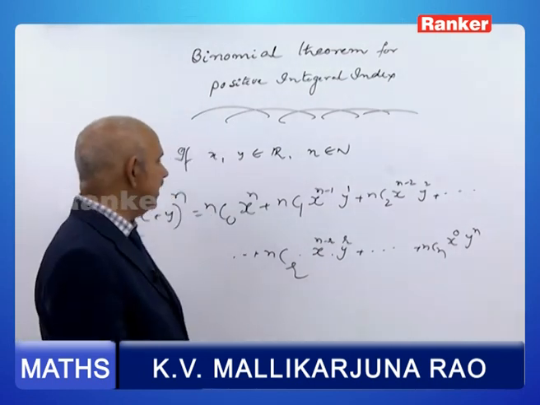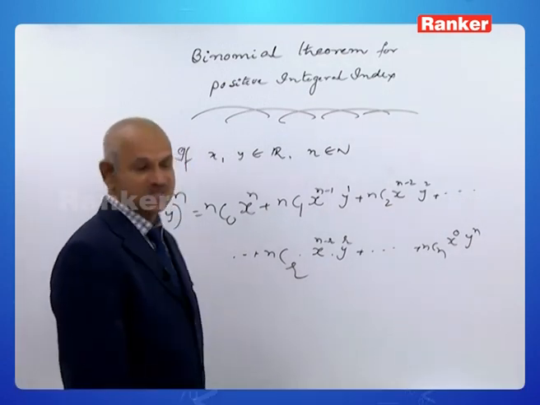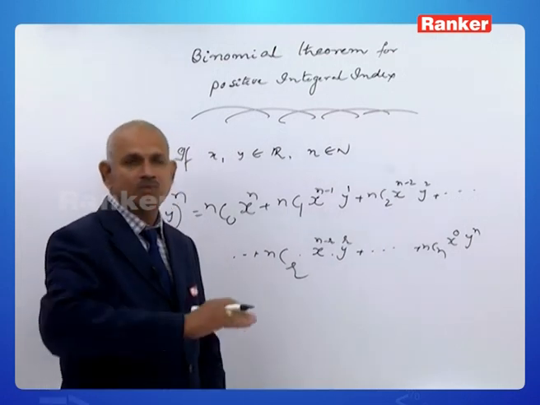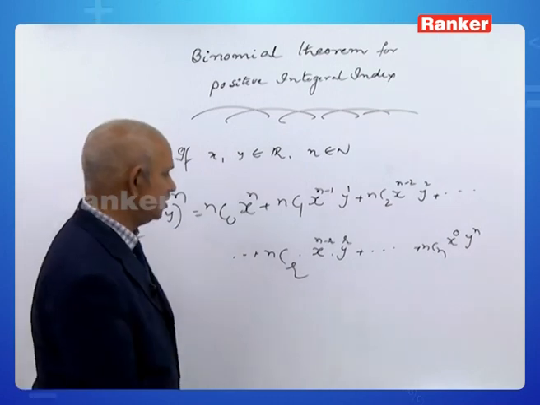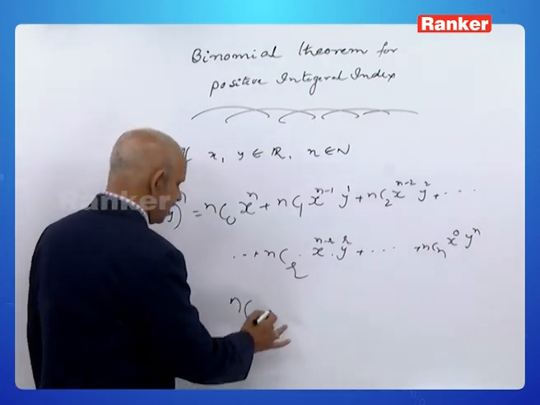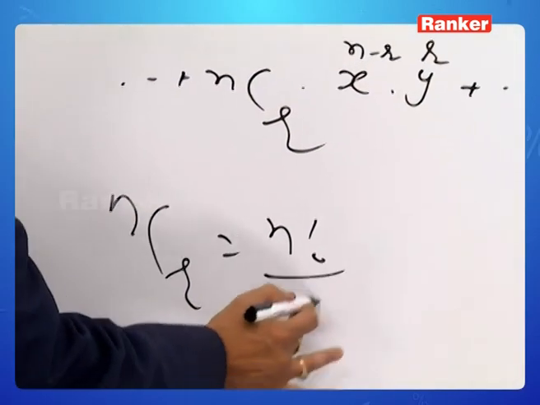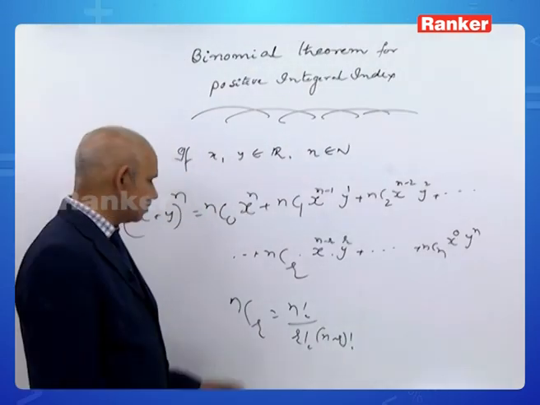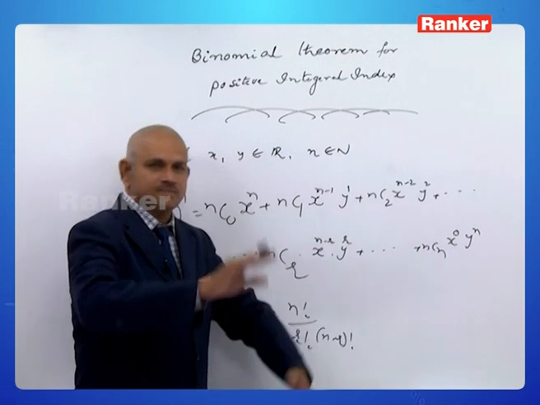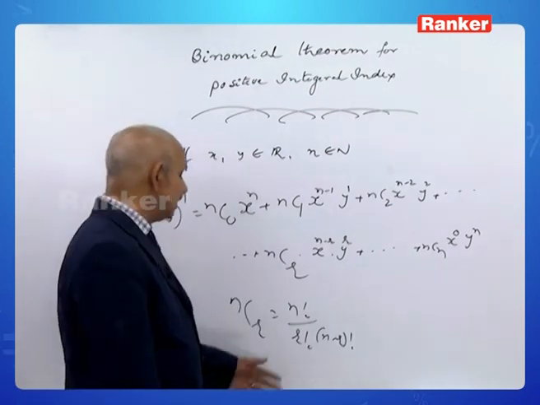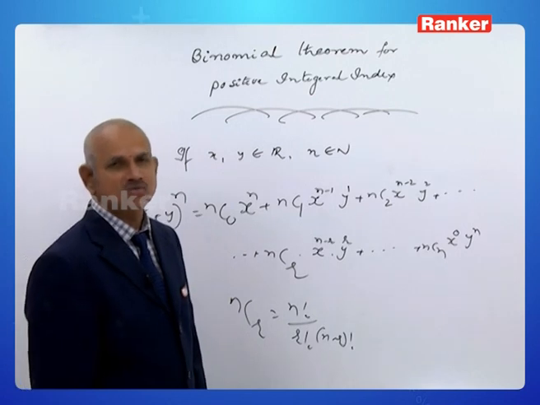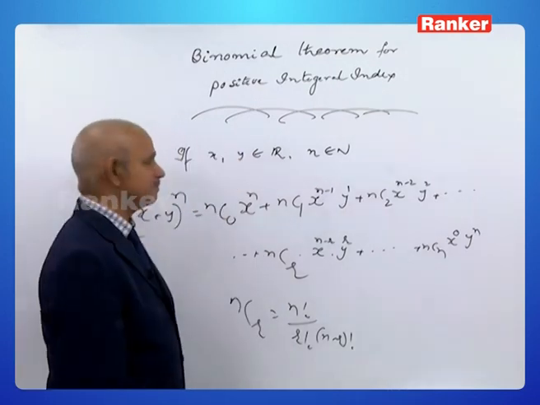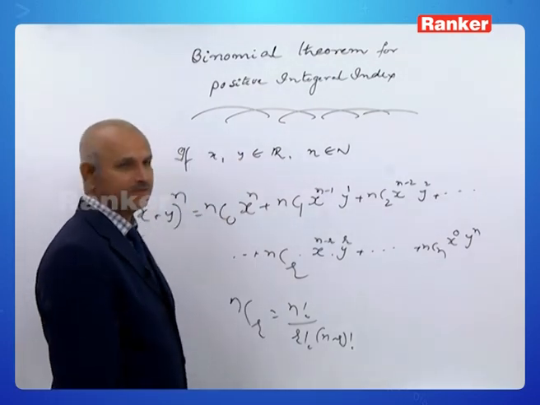Well, what do you mean by nC0, nC1, nC2 and so on, etc., nCn? These are just the same as we did in the chapter permutations and combinations. What is nCr in general? nCr is equal to n factorial by r factorial into n minus r factorial, and all the properties of those coefficients nCr will be recollected from the chapter permutations and combinations, namely nCr is equal to nC(n minus r), nC0 is 1, nC1 is n, like that. Well, this is the statement of binomial theorem for positive integral index.